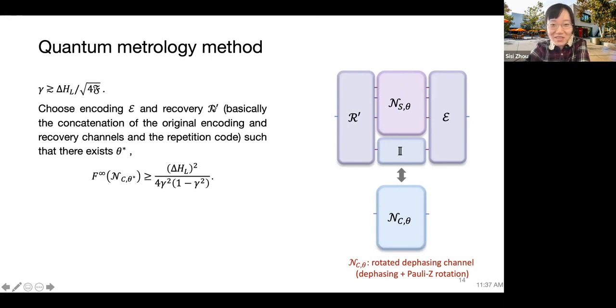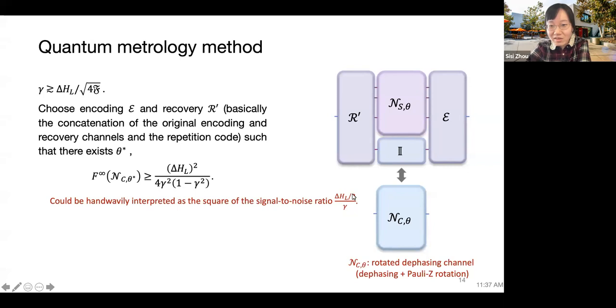Now we're going to find a different recovery channel because we don't just care about the estimation of theta at the point theta equal to 0, because that's related to the charge fluctuation. Instead we're going to find a theta star such that the lower bound of this F is approximately delta HL squared over gamma squared. So we can interpret this delta HL as the signal and gamma as the noise. You can see that it's a different flavor from the previous one.